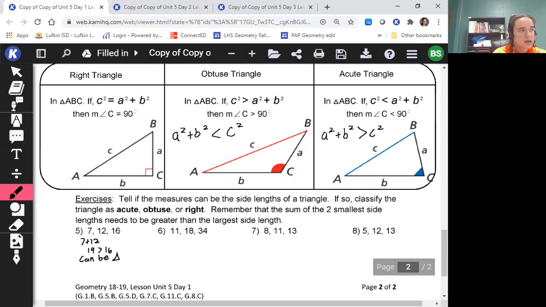So we're going to keep going and see if it's a right, obtuse, or acute triangle. So 7 squared plus 12 squared, and I'm going to put a box because we don't know if this is greater than, less than, or equal to 16 squared. So 7 squared plus 12 squared is 196, and 16 squared is 256. So we've got 196 and 256. And 256 is larger, so c squared is larger. And when c squared is larger, we have an obtuse triangle.